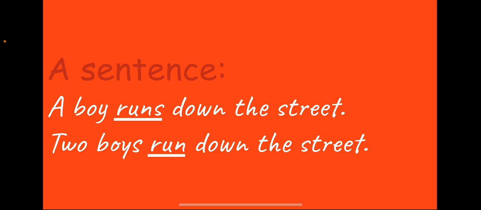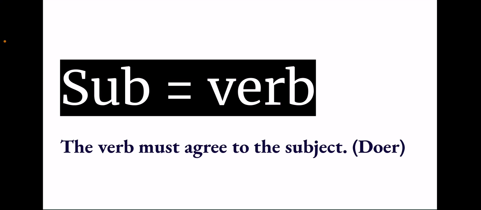Now, there's another sentence called a boy runs down the street. So the underscore word is a verb, right? And it's in present tense, so we use singular verb here. A boy runs down the street. Two boys run down the street. So you're getting the point? Whenever the subject is plural, we don't add an S to the present tense verb.